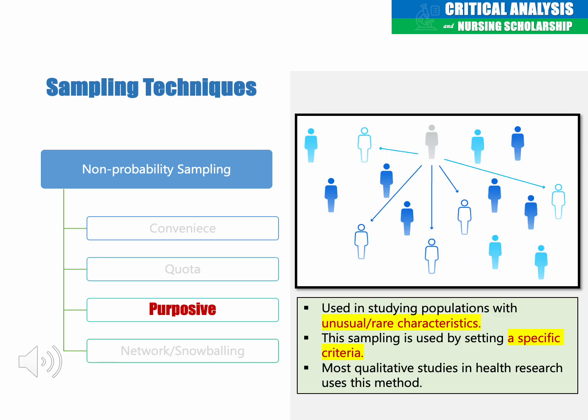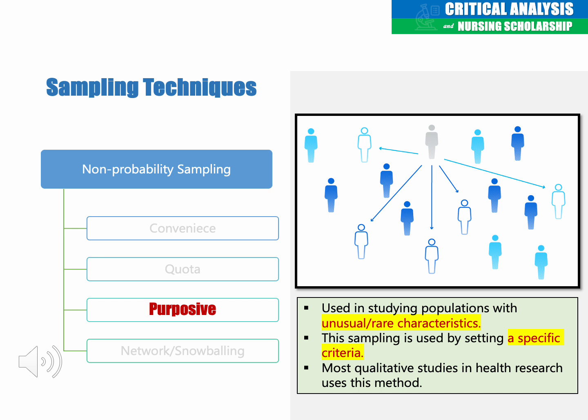The next type of non-probability sampling is called purposive sampling. In purposive sampling, you select people based on specific characteristics that are important to your research. In here, you're not looking for just anyone. You're looking for insightful participants. And this type of sampling technique is used by setting specific criteria.